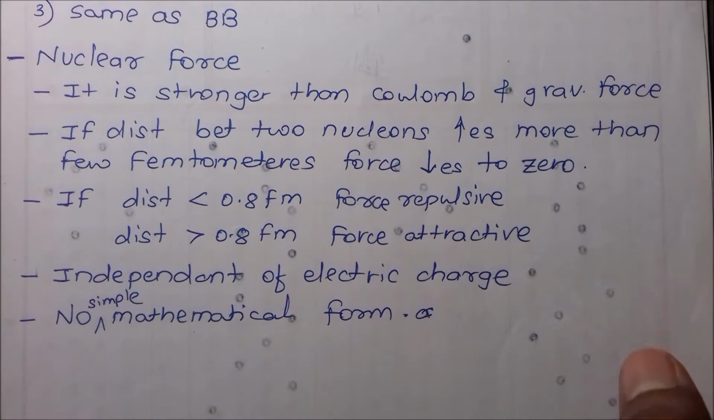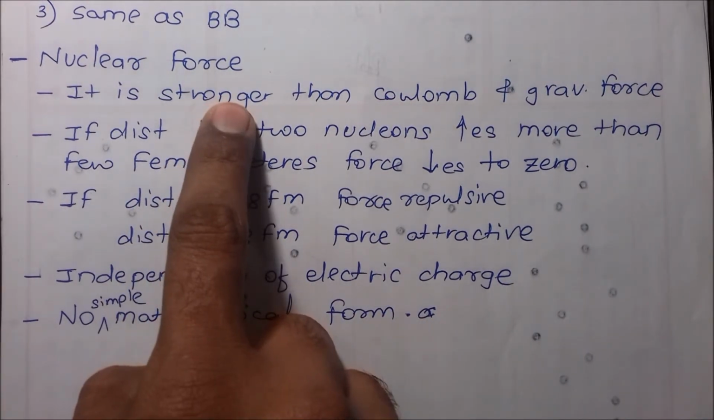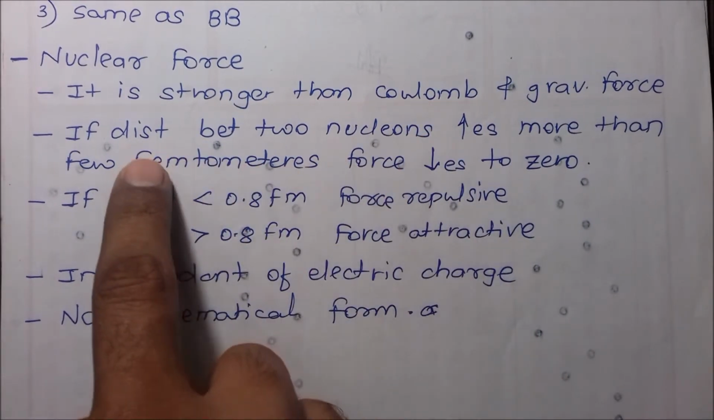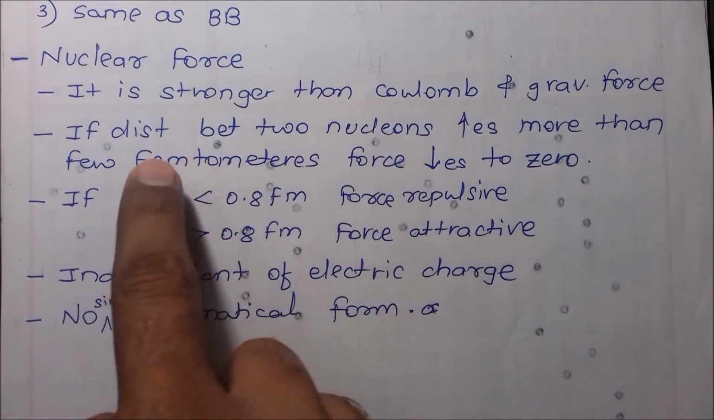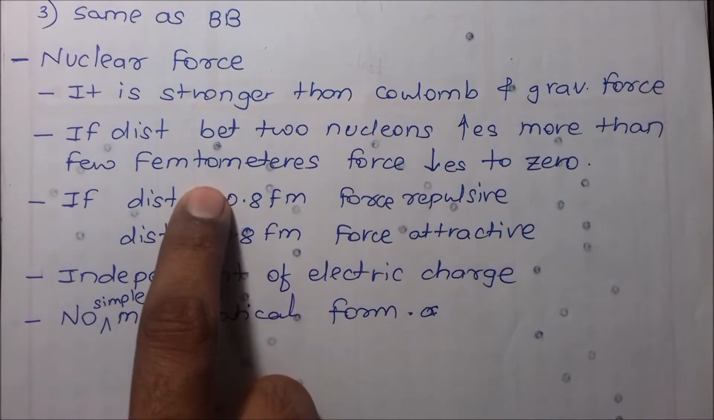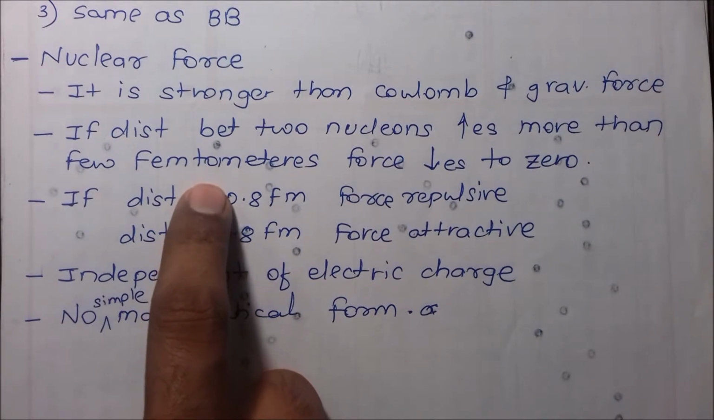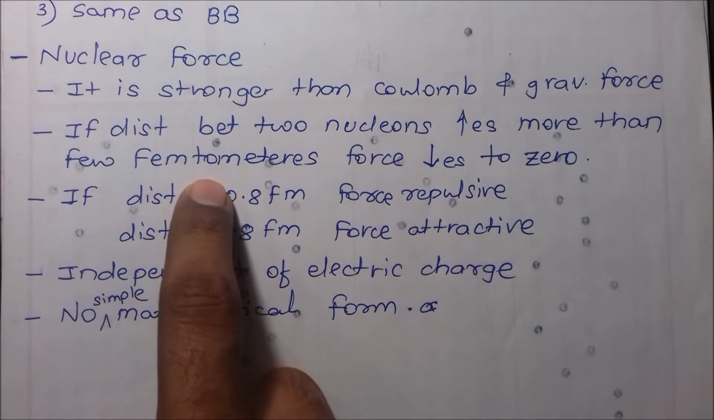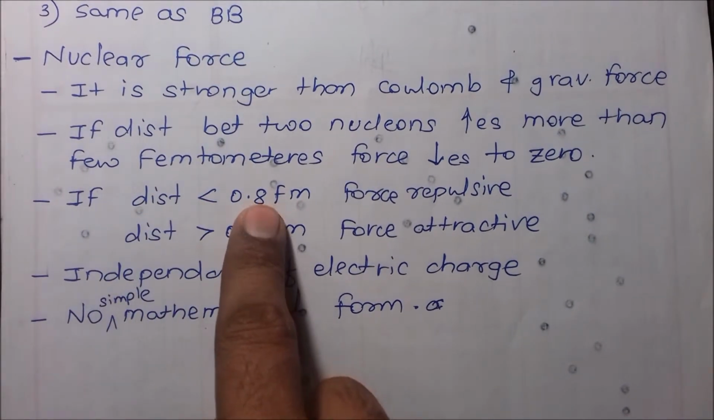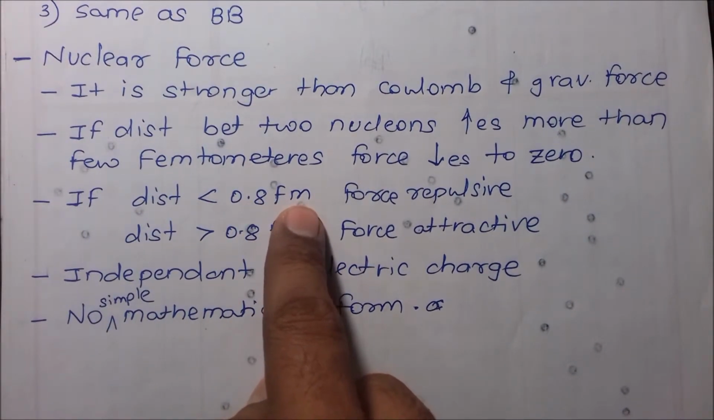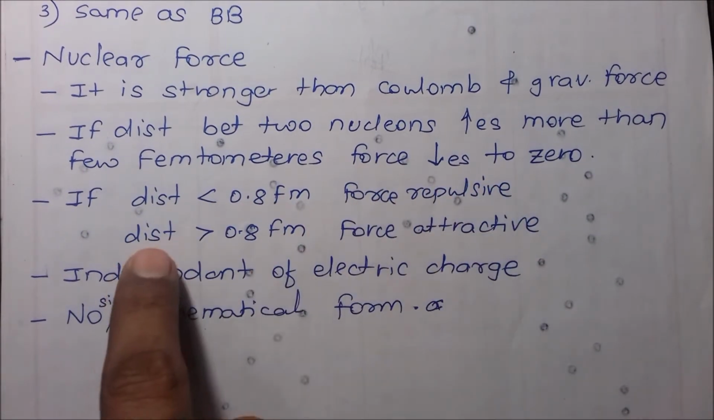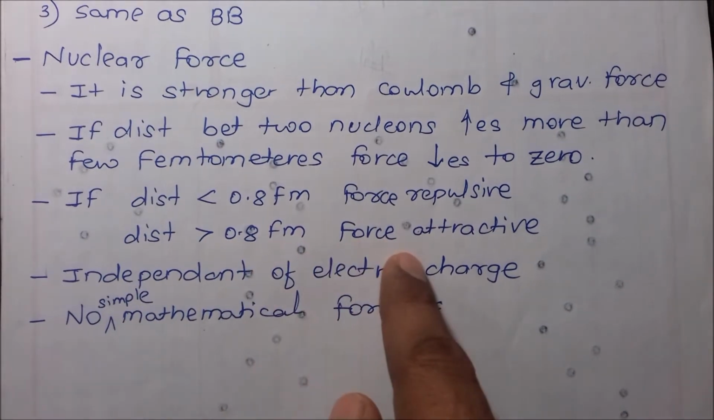Then nuclear force, it is stronger than gravitational and Coulomb force. If distance between two nucleons is greater than few femtometers, if it is 10 femtometer, 5 femtometer, then force between nucleons becomes 0. If distance is less than 0.8 femtometer, femto means 10 raised to minus 15, force is repulsive. If distance is greater than 0.8, then force is attractive.